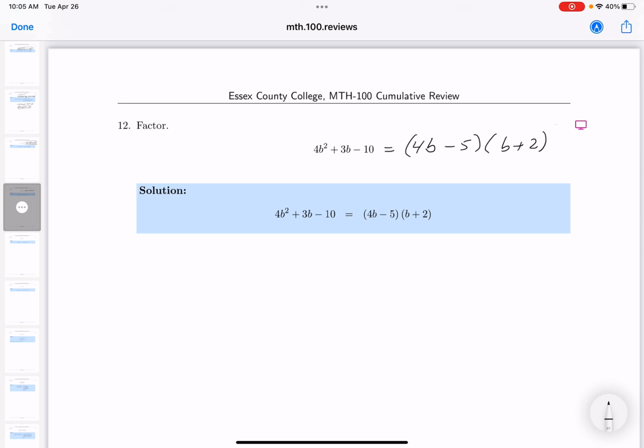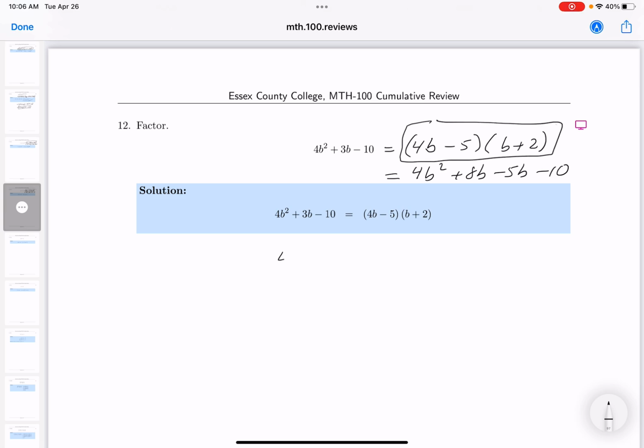This is what's called a try. Let's see if there's an error. What do you get? 4b squared plus 8b minus 5b minus 10. Does that work? Yeah, it does. You get 4b squared. 8b minus 5b is 3b, and you do get minus 10. This is the factorization for the problem.